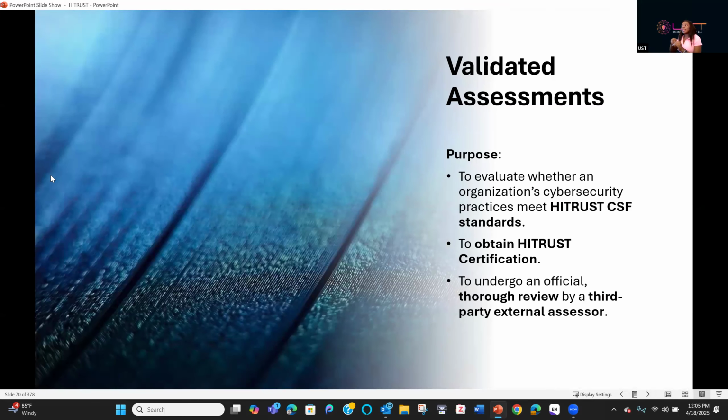What's the purpose of validated assessment? To evaluate whether an organization's cybersecurity practices meet HITRUST standards, to obtain HITRUST certification, to undergo an official thorough review by a third-party external assessor.